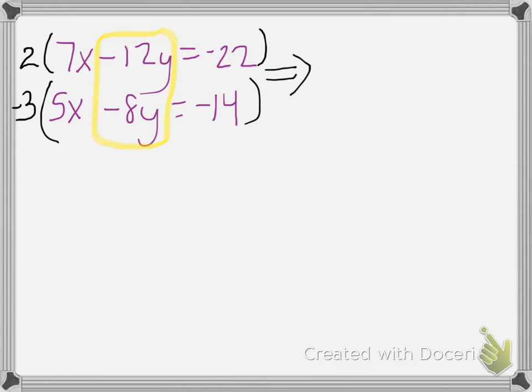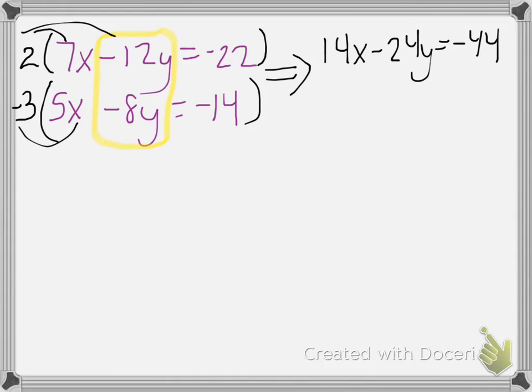But again, there's no reason you can't do it like the time we just did it before with the 7 and 5. There's lots of different ways to approach these. That's why in the answer keys I'll always put, this is just one way to do it. So I'm going to multiply the 2 all the way through. I'm going to get 14x minus 24y equals negative 44.